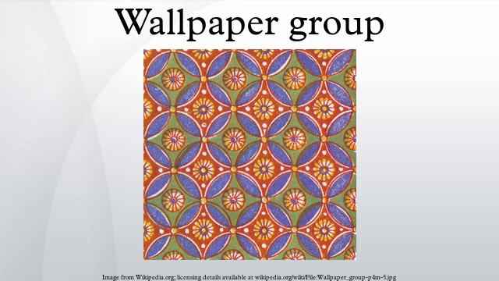A wallpaper group is a mathematical classification of a two-dimensional repetitive pattern, based on the symmetries in the pattern. Such patterns occur frequently in architecture and decorative art. There are 17 possible distinct groups. Wallpaper groups are two-dimensional symmetry groups, intermediate in complexity between the simpler frieze groups and the three-dimensional crystallographic groups.